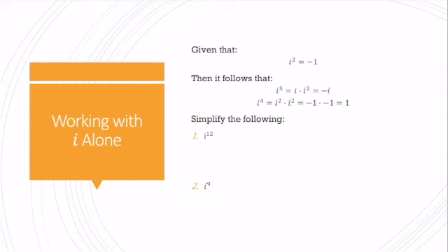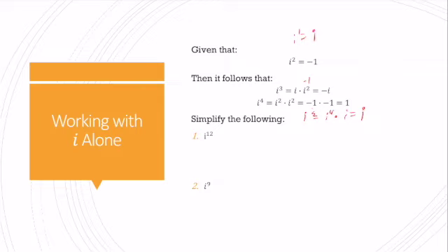One cool thing I want you to keep in mind is that knowing that i squared is negative 1, that means I have i cubed as i times negative 1, so negative i. i to the fourth is i squared times i squared, which gives us negative 1 times negative 1, which is 1. So what do we think i to the fifth would be, right? i to the fifth would be i to the fourth times i, which is just i. So this is cyclical, right? i to the first is i, i to the second is negative 1, i to the third is negative i, i to the fourth is positive 1, and then i to the fifth is i.